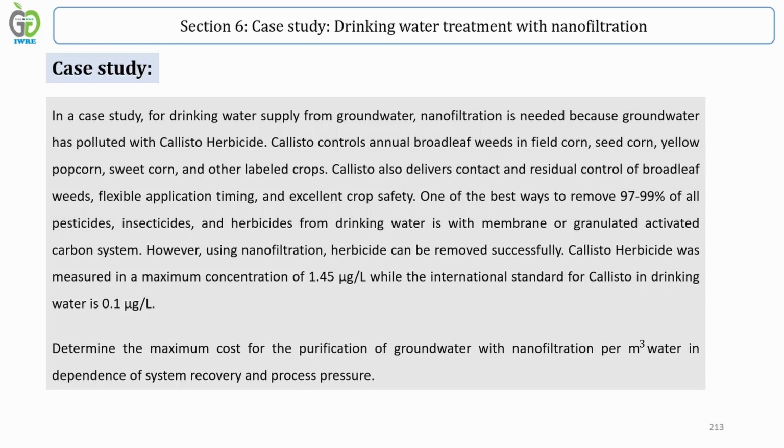Determine the maximum cost for the purification of groundwater with nanofiltration per cubic meter of water in dependence of system recovery and process pressure.